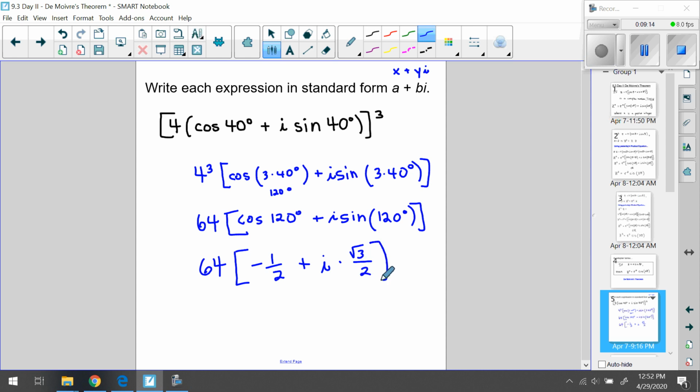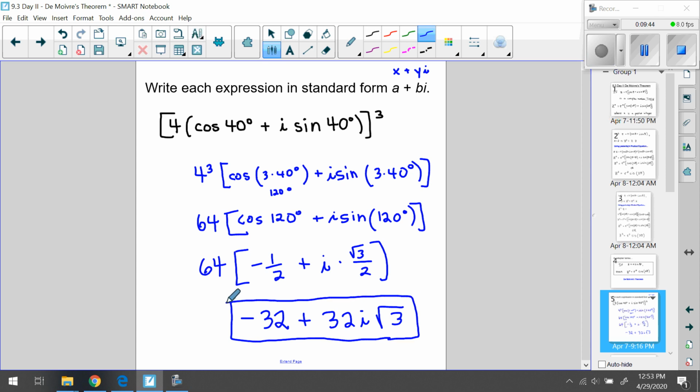And then distribute your 64. So we end up with -32. The 2's cancel, and then the 2's cancel over here again. So plus 32i√3. Now we can say that our answer is in the a plus bi form. Our a value would be -32, and our b value would be 32√3. And so here we can stop. This is the answer we're looking for.